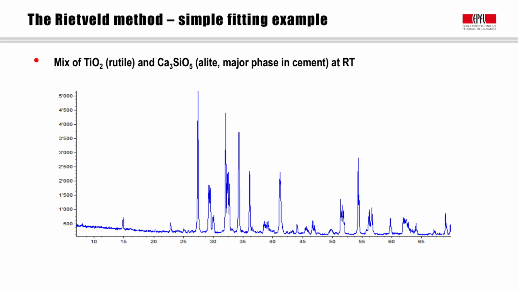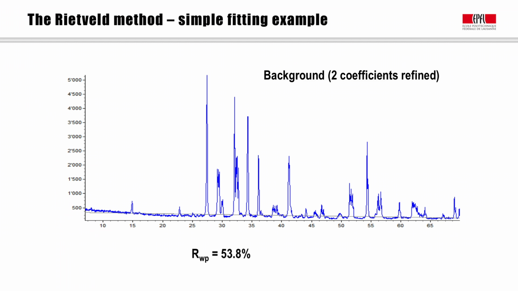This is our X-ray diffraction scan, measured on a conventional lab diffractometer using copper K-alpha radiation. We can see a multitude of peaks, some single, others overlapping. In a first try, a background function is fitted, and the first residual is calculated, as you can see below the graph. Obviously, this residual is still very high because we have not fitted any of the Bragg peaks.